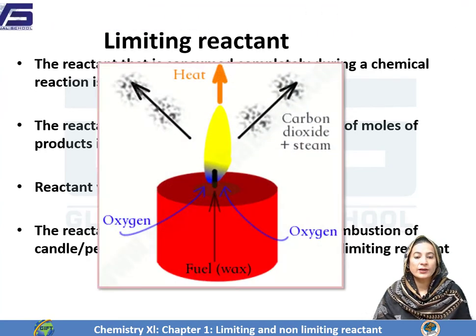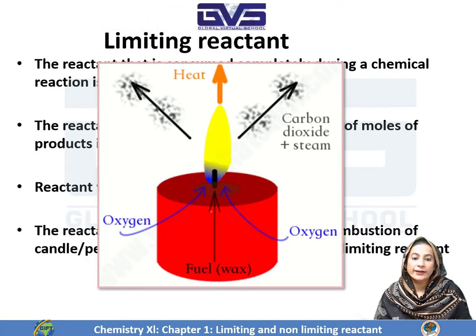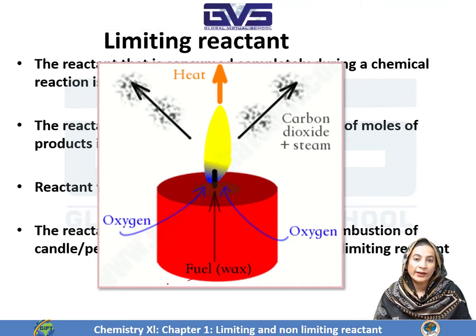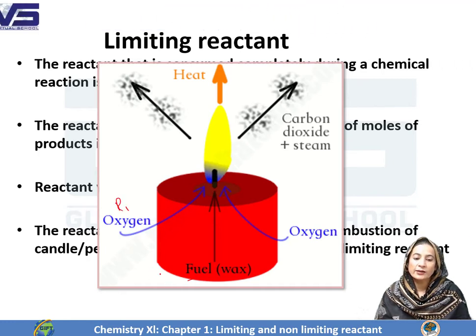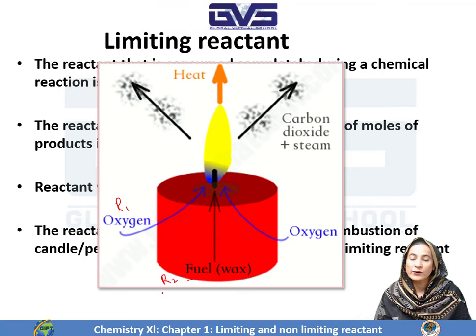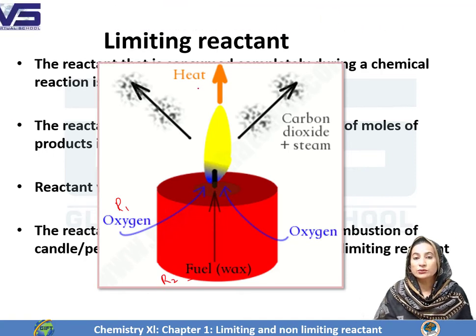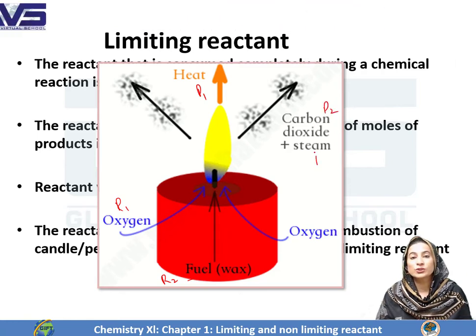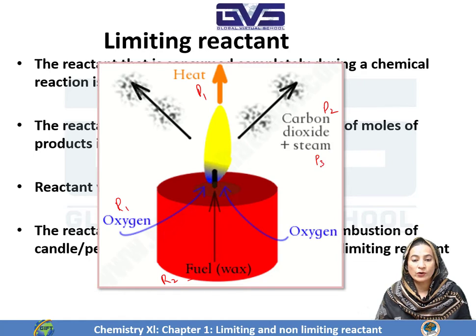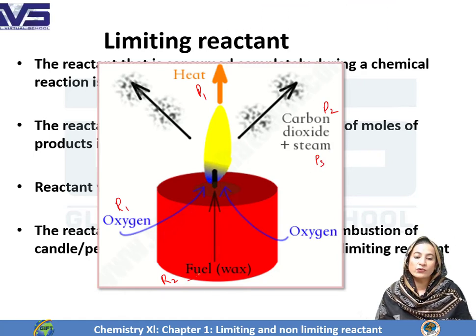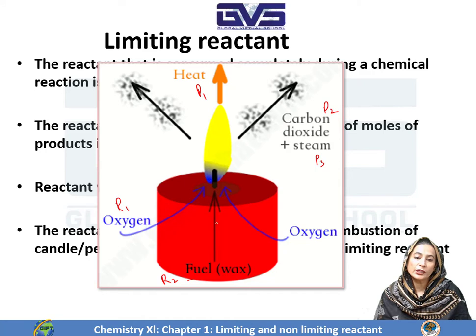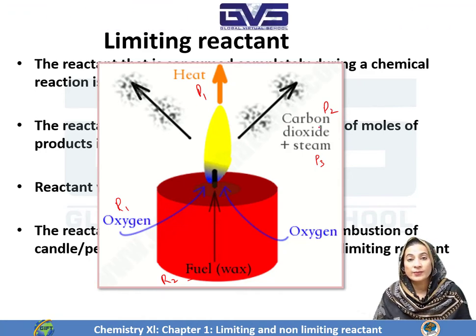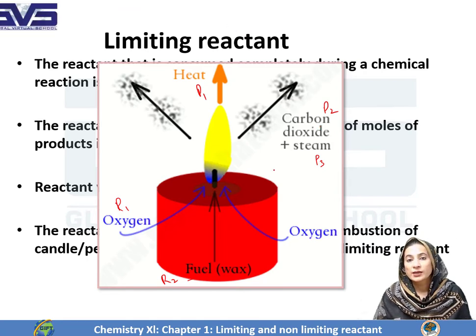Let's see this example. This is a candle, and this wax is used as a fuel. So we have two reactants here, oxygen and this candle wax, and they are producing heat. Heat is our product, carbon dioxide is our product, and steam, H2O in the form of gas, is our product. When this fuel, the candle wax, is completely consumed, there will be no further heat production, no further carbon dioxide production, and no further steam production.